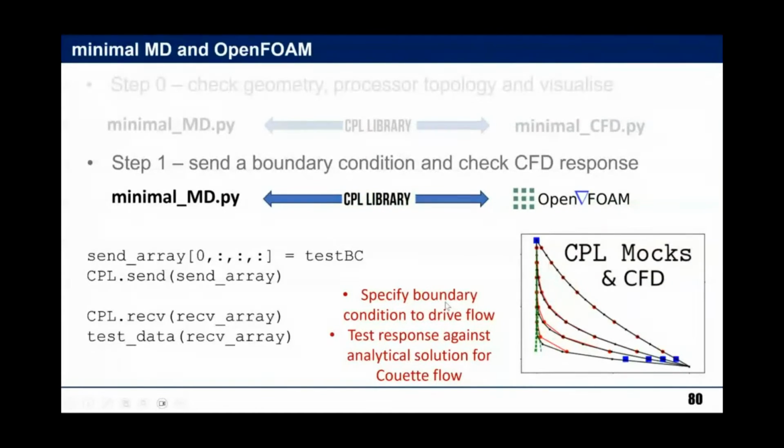And so what we do is we actually specify our boundary condition. So our minimal MD Python code is now essentially driving the boundary condition for OpenFOAM. And so we can try different boundary conditions and we can check the response agrees with Couette flow analytical solution. And so this is one of the tests that's automated as part of the debugging of this particular case. You send some test value and you test that value is doing what you'd expect it to do. And so this is why it's called a mock. It's essentially a mock version of the kind of LAMMPS code.